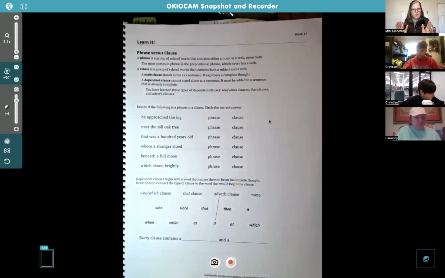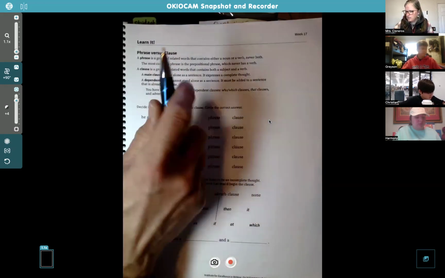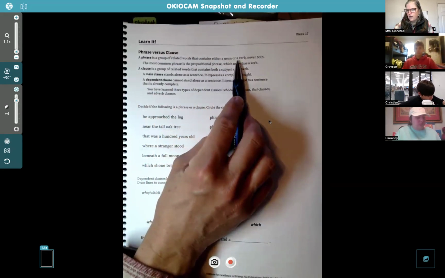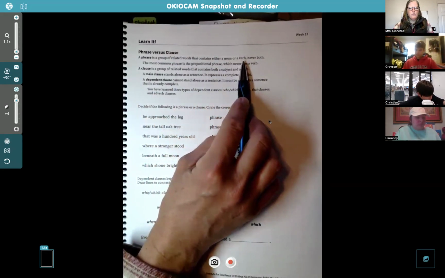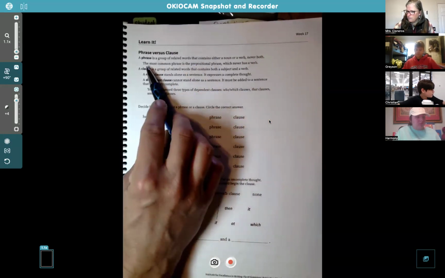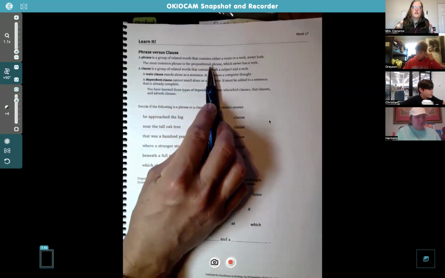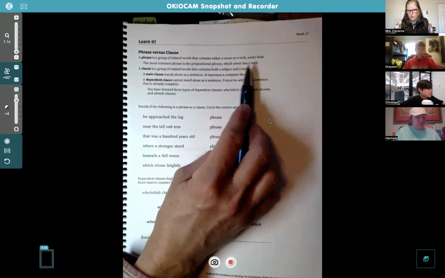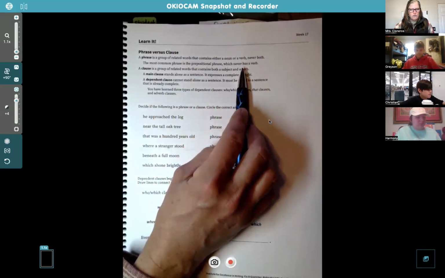So remember that too. But this says a phrase is a group of related words that contains either a noun or a verb. So it's listed here, but most of the time, like 99.9% of the time, it does not have a verb. So that helps me remember. Never both. It says the most common phrase is the prepositional phrase. That's what you guys know. That's what you've been using, which never has a verb. So we can count on that. If it's a prepositional phrase, it's not ever going to have a verb.